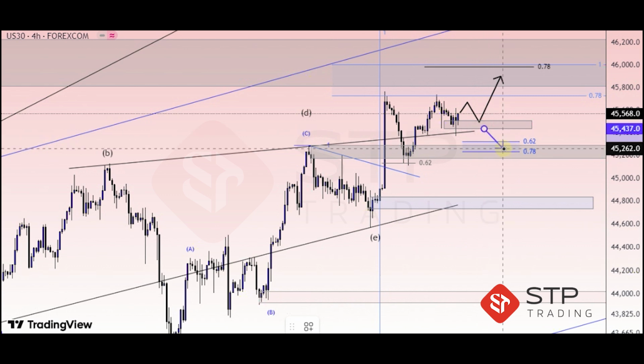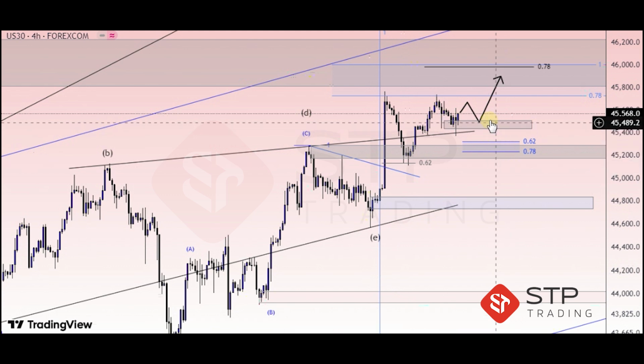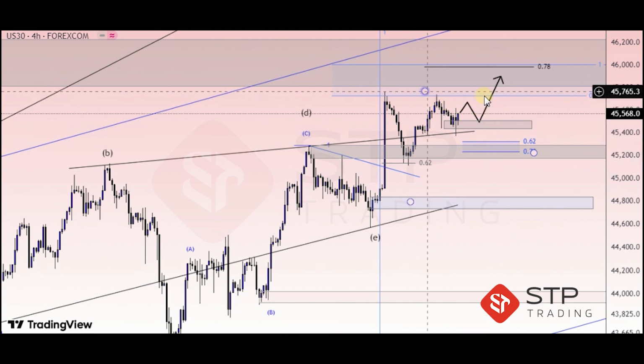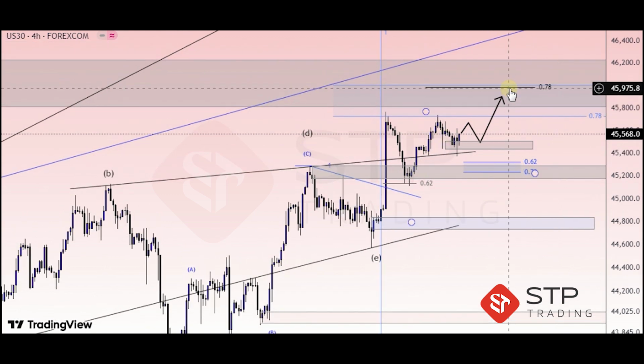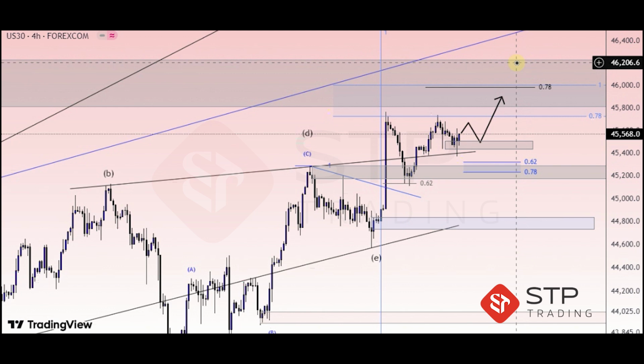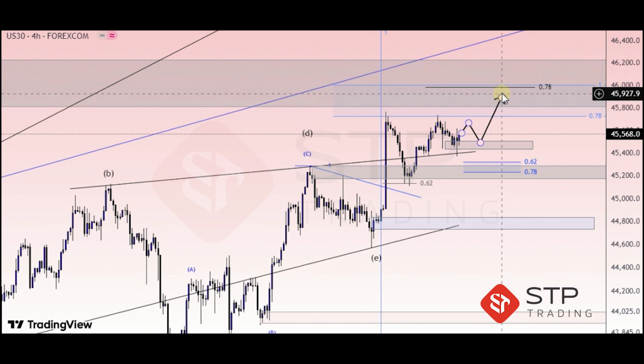Based on the current zone here, a trend reversal could again form in this part of the chart and we could see the start of a bullish trend. If the index manages to stabilize above the previous top, continuation of the bullish trend to the 78% level and the resistance zone we specified could take place.